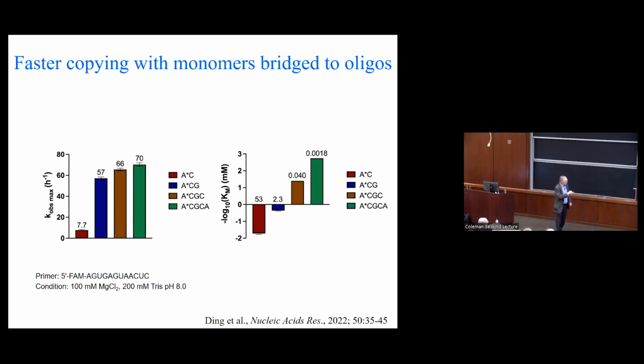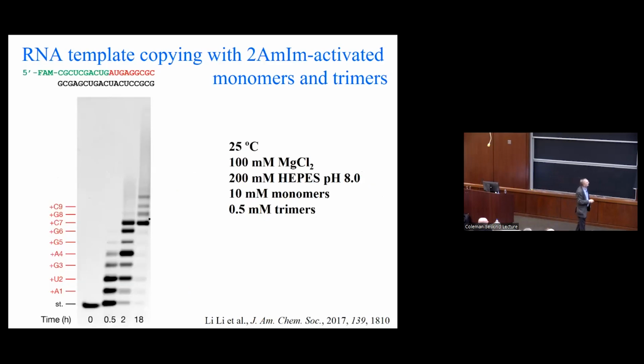Okay. And let's see, this is just an example of what we can do these days. This is actually from Lee's original paper. But this is a time course of copying a template without an enzyme. Okay, so you start off here at 0 time. This is a labeled primer. Things have been run down on a gel. After 30 minutes, you can see longer products appearing. Reaction continues. After 18 hours, we're up to +7, right?